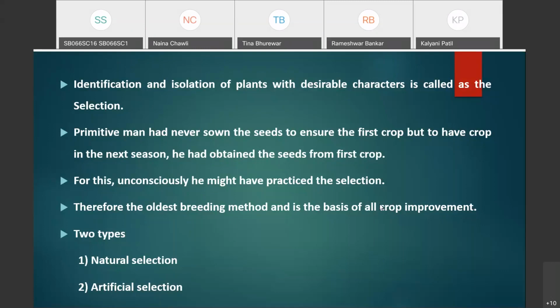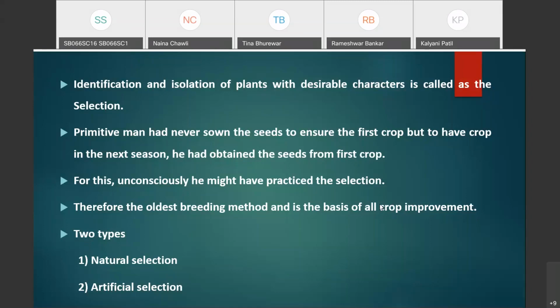And that is how agriculture was started, and that is how unknowingly the primitive man practiced the process of selection. Agriculture started when nomad man changed his lifestyle to become an agriculturist. Primitive man never sowed seeds just to ensure the first crop, but to have a crop in the next season, he must have obtained the seeds from the first crop as per their need.